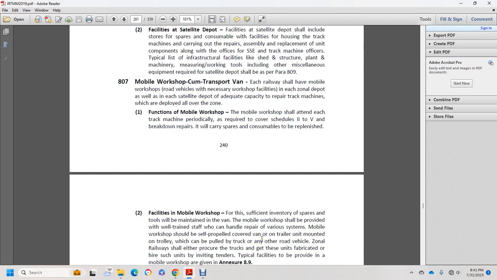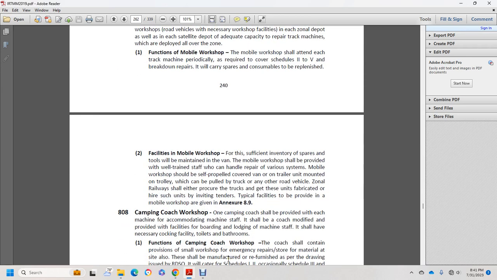The mobile workshop with sufficient inventory of spares and tools will be maintained in the van. Mobile workshops should be provided with well-trained staff who can handle the repair of the various systems. Mobile workshops may be a van with a trailer unit mounted on a trolley which can be pulled up to the side of the track by any other road vehicle. The zonal railway should either procure the truck and get these units fabricated, or hire them by inviting tenders. The typical facilities provided in the mobile workshop are given in annexure 8-9.